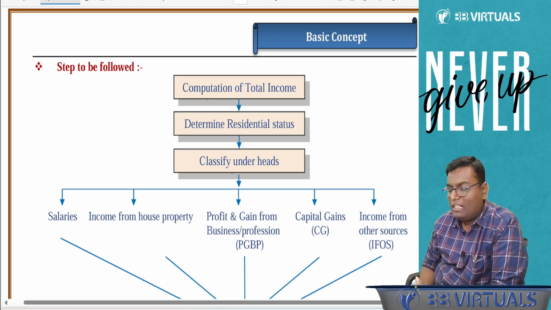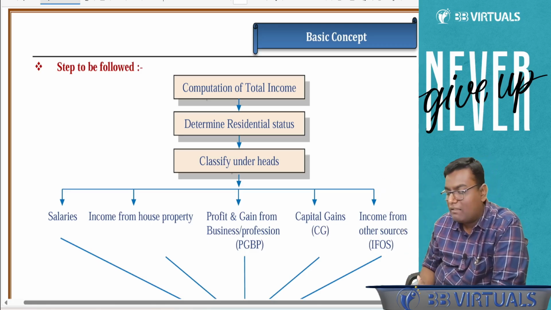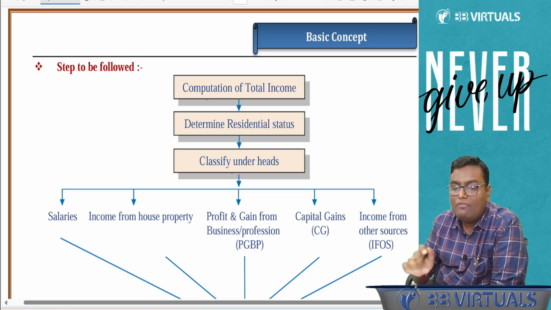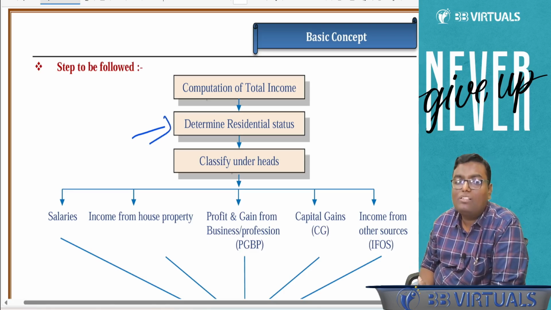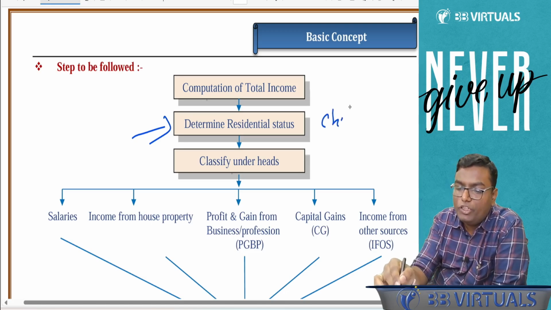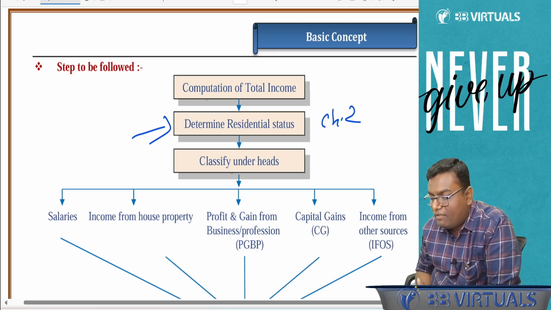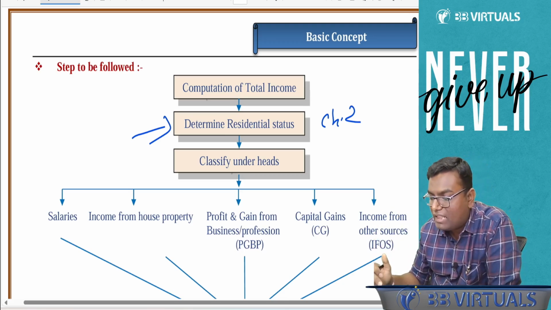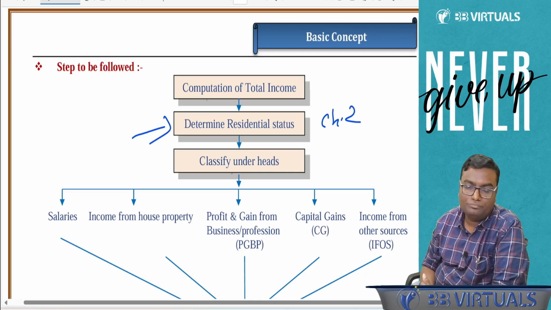Okay. Now tell me, what will be calculated first, income or tax? Obviously income, na? From that only we will calculate tax. But before calculating your income, first you have to see what your residential status is. This is our chapter number 2, residential status and scope of income. First, we have to identify whether a person is a resident or a non-resident, because accordingly the tax rates will change. Accordingly, the method of calculation will change.